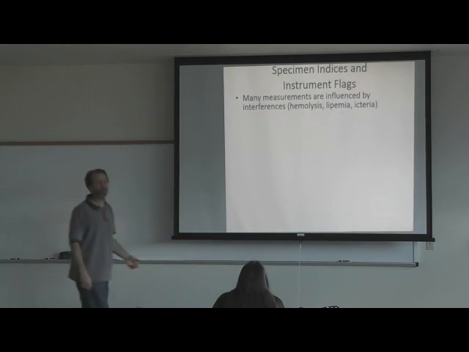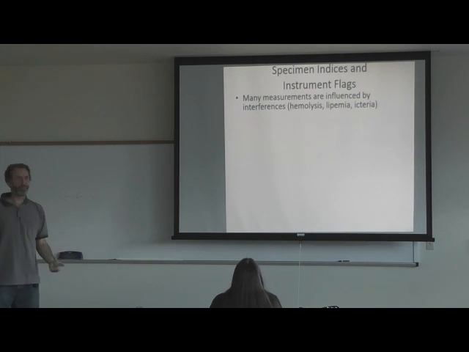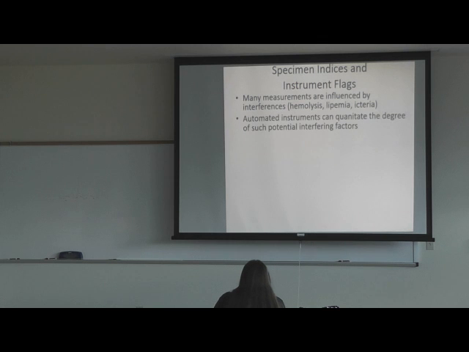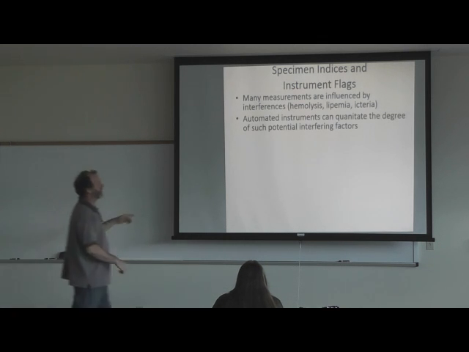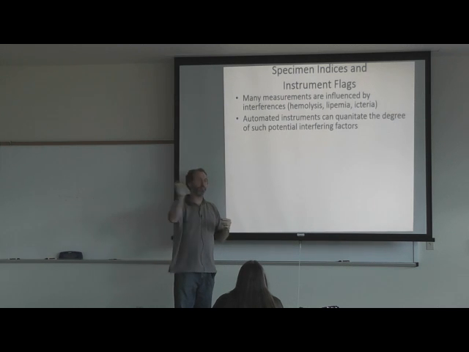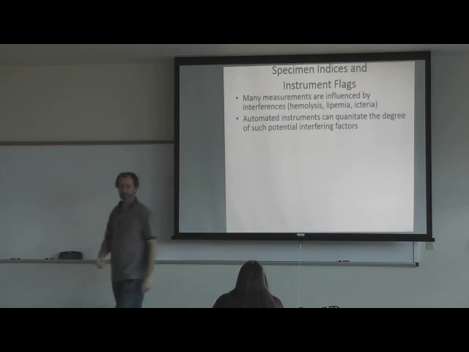You guys know what icterus is? If you get high levels of bilirubin in a plasma sample, it absorbs light also. Why would you have high levels of bilirubin? Jaundice. Yeah, jaundice. Alcoholic hepatitis or something. So automated instruments, they'll quantitate the degree of such potential interfering factors, and if it's too high, they'll flag that specimen and you've got to dilute it.